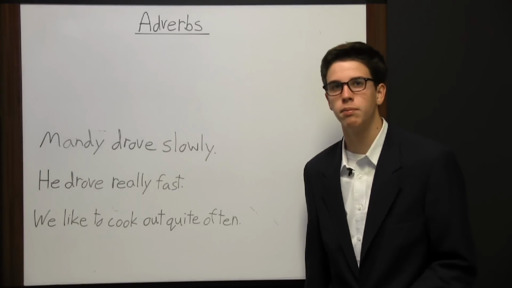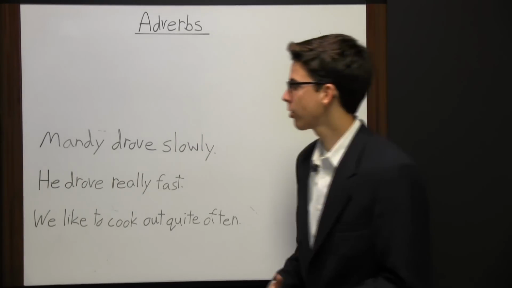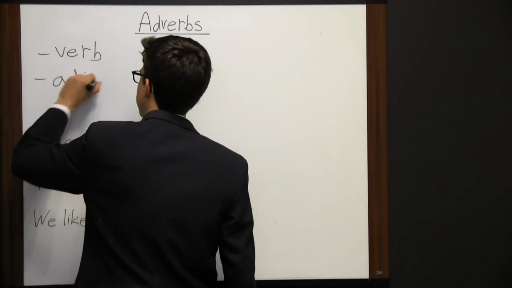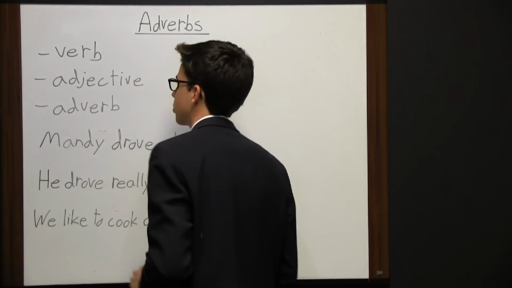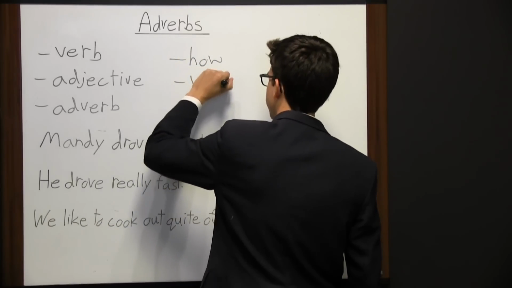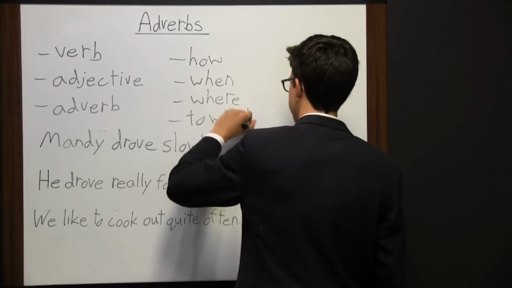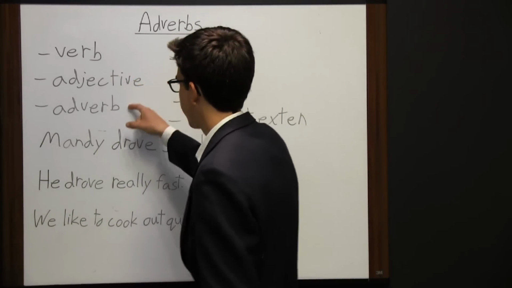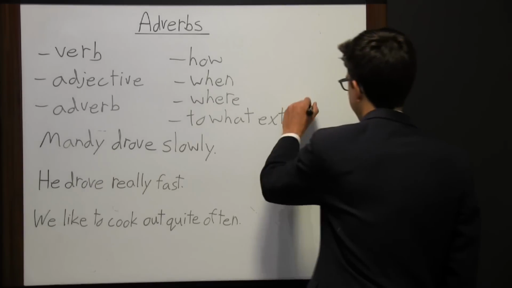Adverbs make writing clearer and more interesting. So an adverb describes another word. And so it can describe three different parts of speech. So it can describe a verb, an adjective, or even another adverb. And so an adverb completes one of four tasks. It can either tell how, when, where, or to what extent. So an adverb is going to describe a verb, an adjective, an adverb, and it's going to tell how, or when, or where, or to what extent.